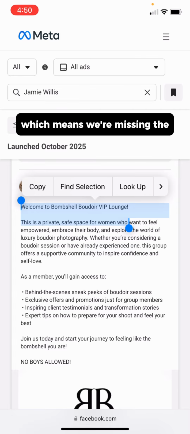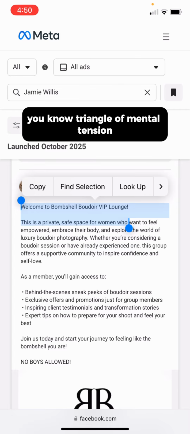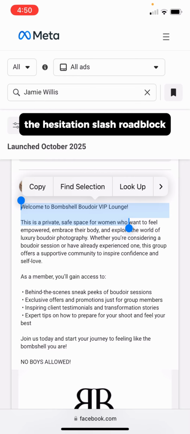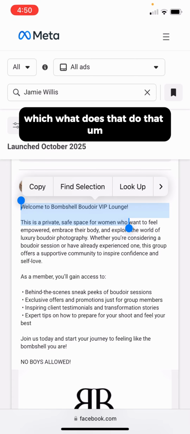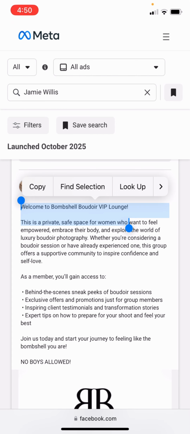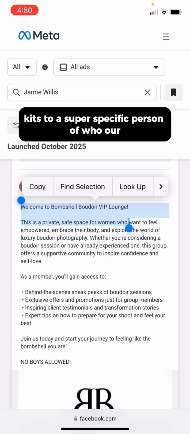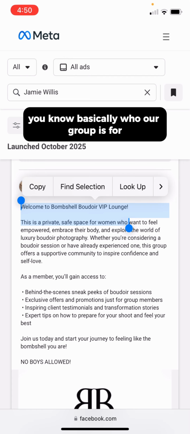So we're missing that here, which means we're missing the triangle of mental tension, which is the negative, the positive, the hesitation slash roadblock. What does that do? That gets to a super specific person of who our group is for.